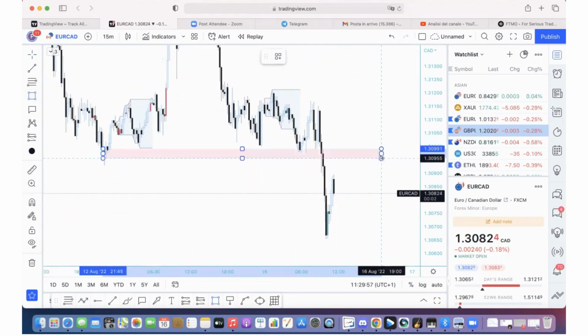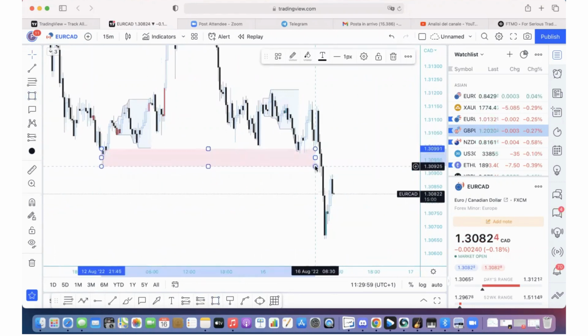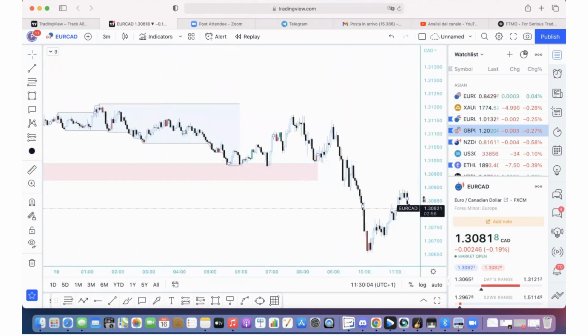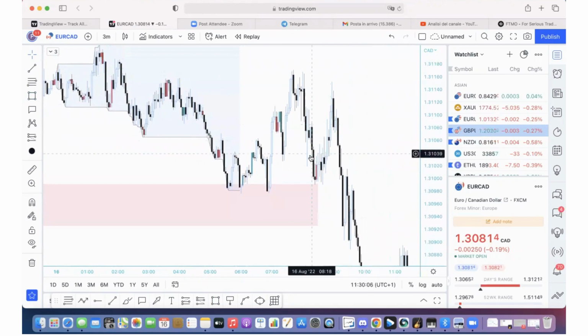If you go to the 3 minutes time frame, not this one, this one. Yeah, here, 3 minutes time frame. That was nice. Yeah. Here, as you can see, change of character has occurred. I actually entered right here.